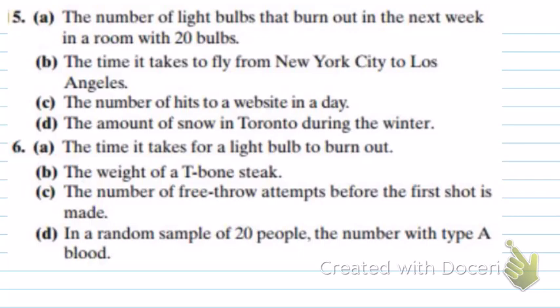I want to know, here's just different random variables. I want to know if these are continuous or discrete. So look at 5a. What do you think? Discrete, I'll go with that. The time it takes to fly from New York City to Los Angeles. The number of hits to a website in one day. The amount of snow in Toronto. The time it takes for a light bulb to burn out. The weight of a T-bone steak.